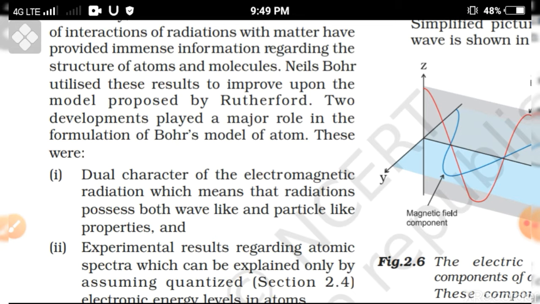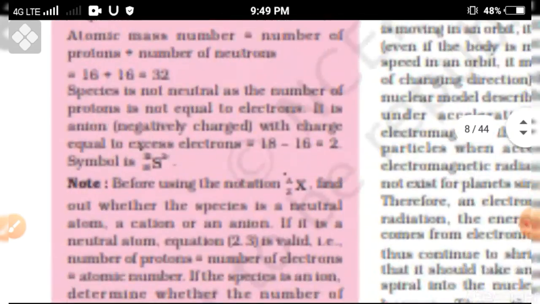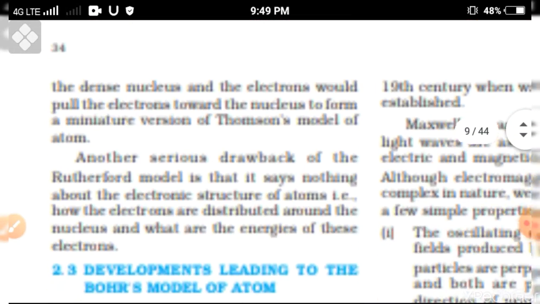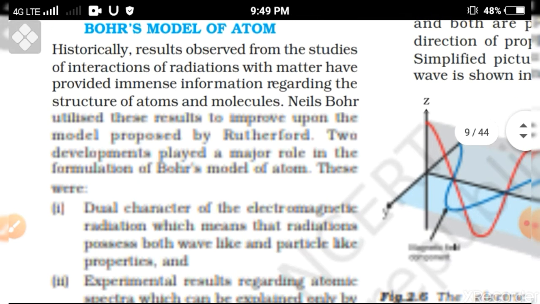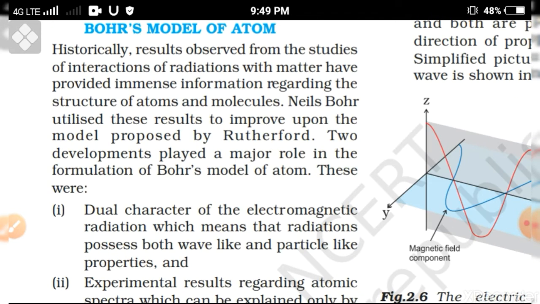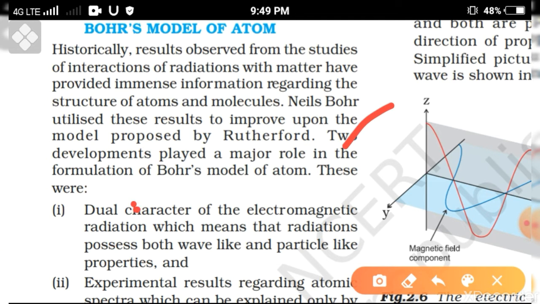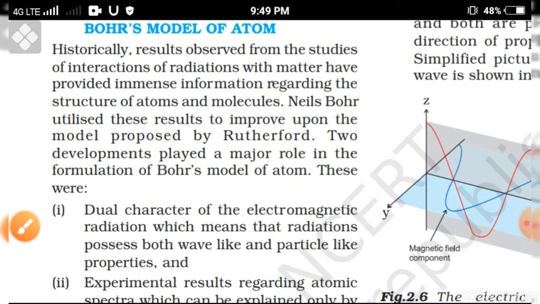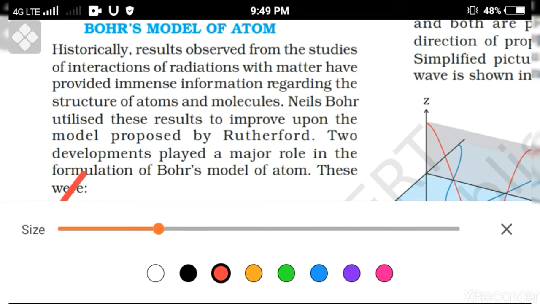Bohr's model is known as Niels Bohr's model. He utilized these results to improve upon the model proposed by Rutherford, and gave other postulates over Rutherford's model of atom. So two developments played a major role in the formulation of Bohr's model of atom. What is the first one?